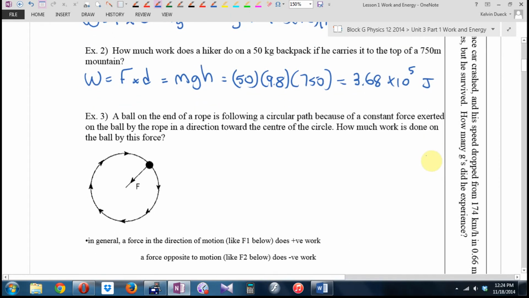Example 3. A ball on the end of a rope is swung about in a circle because of a constant force exerted on the string, like this. How much work is being done on the ball by this force? Well, look at the picture. What direction is the force? Towards the center. What direction is the motion? Not towards the center. How much work is being done? 0. I'm not changing the amount of energy that this ball has. Again, this bugs people, but I want you to realize work has a very, very specific physics definition. The force and the distance must be in the same direction.